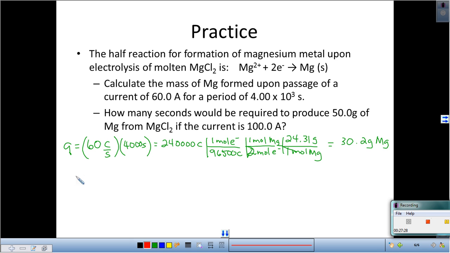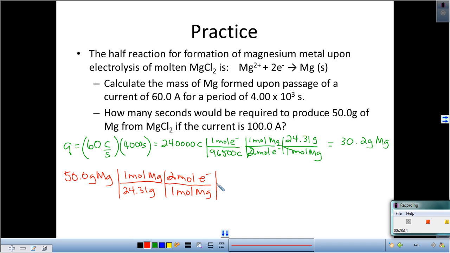Alright, let's do the second one. So we're starting with 50 grams of magnesium, and we want to know how long is it going to take to plate out that much magnesium when the current is 100 amps. So we got to go backwards and we got to get to coulombs. So we know that there are 24.31 grams in a mole of magnesium. And we know for every 1 mole of magnesium, we have 2 moles of electrons.